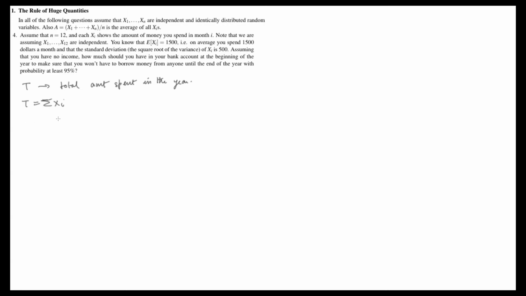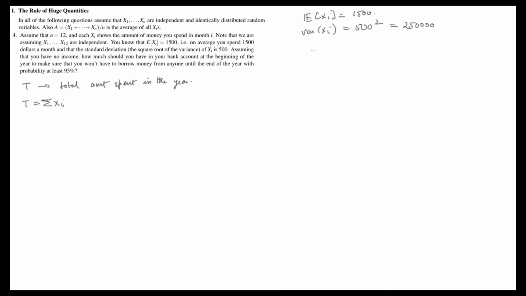So what can we say about it? Expectation of xi we know to be 1500. Variance of xi we're given to be 500 squared, because the standard deviation is 500, so variance is going to be 500 the whole squared, which is a large number. It's annoying to deal with large numbers, but it's not hard. It's just that you might make more mistakes.